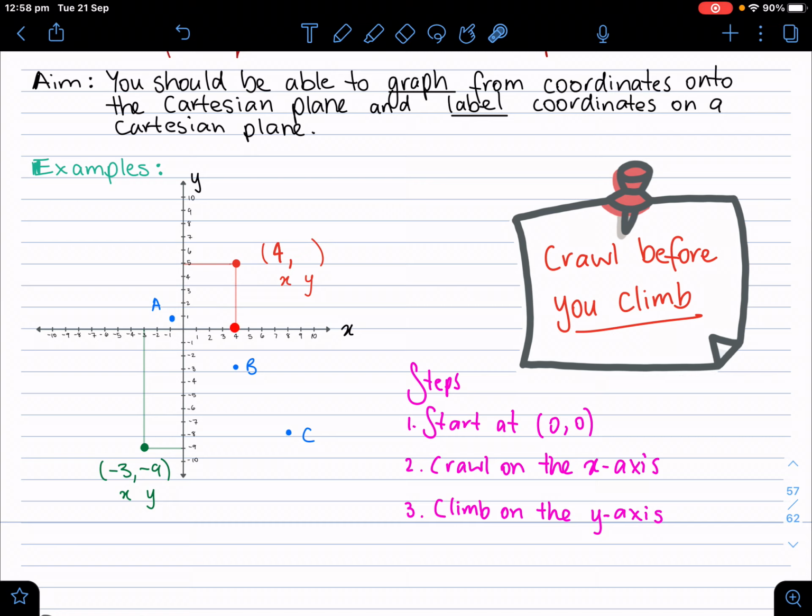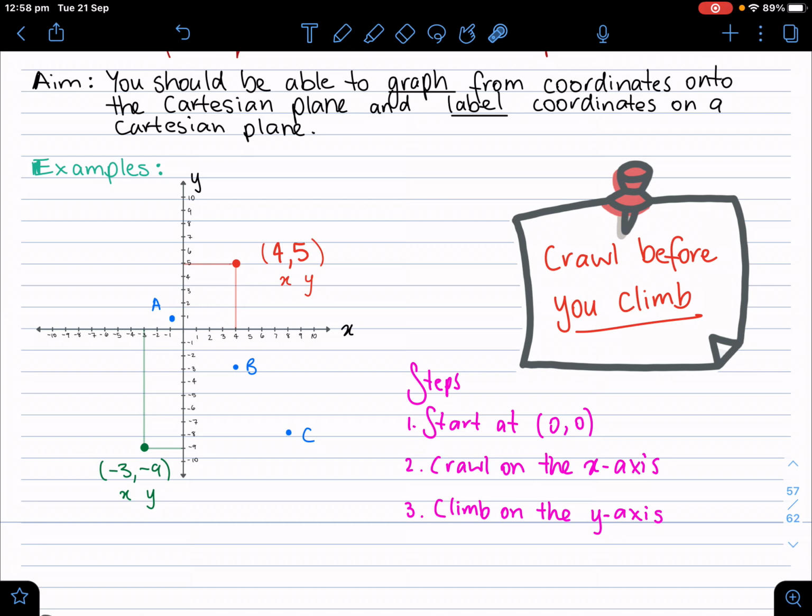When we're at 4, how much do we climb? Well, we climb 5 hops up. So the coordinate of that dot there is 4, 5, where x is always the first number and y is always the second number.